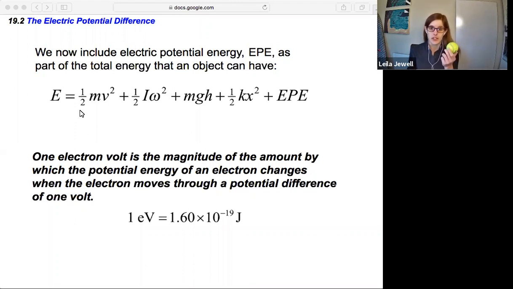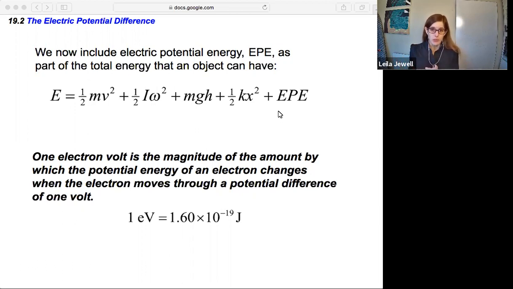We've seen that the energy can be 1/2 mv squared, that's its kinetic energy of motion. We also had 1/2 I omega squared, which is the kinetic energy of rotation, if it's spinning. mgh, which is the gravitational potential energy, if it's moving up or down. 1/2 kx squared, our elastic potential energy, if there's a spring involved that's stretching or compressing, and then the electric potential energy. In most cases, we're not going to have to consider all of these types of energy, but this gives you a sense of all the ones that could be present.